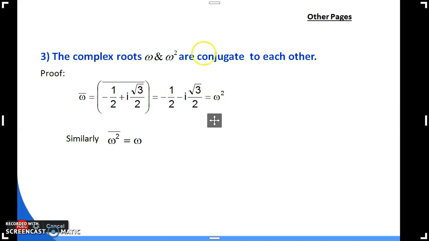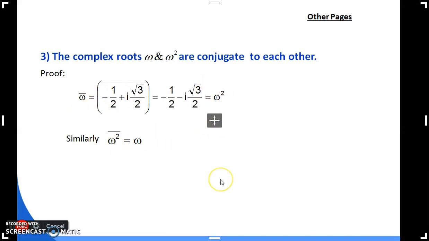So let us take omega and we will take its conjugate. Omega conjugate can be written as, this is the value of omega, then its conjugate. Conjugate means you have to change the sign of the imaginary part. So it will be written as minus 1 by 2 minus i into root 3 by 2, which is the value of omega square. So hence omega conjugate equals omega square. Similarly, we can show the conjugate of omega square equals omega.